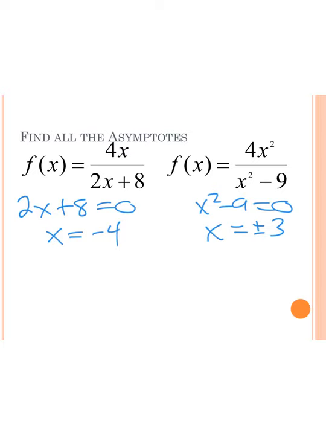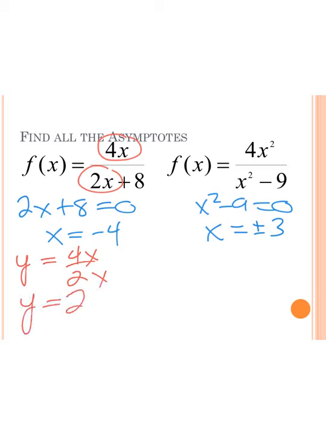All right, we're going to find our horizontal asymptotes now. To do that, we're going to look at our largest terms in numerators and denominators. In my first equation, the largest term in the numerator is going to be 4x, and my denominator is going to be 2x. I want to look at the degrees there. Notice that I have a degree of 1 and another degree of 1, which means my asymptote is going to be a ratio of those two terms. To find that, we write y equals 4x over 2x, and when we simplify that, we get y is equal to 2 as our horizontal asymptote.